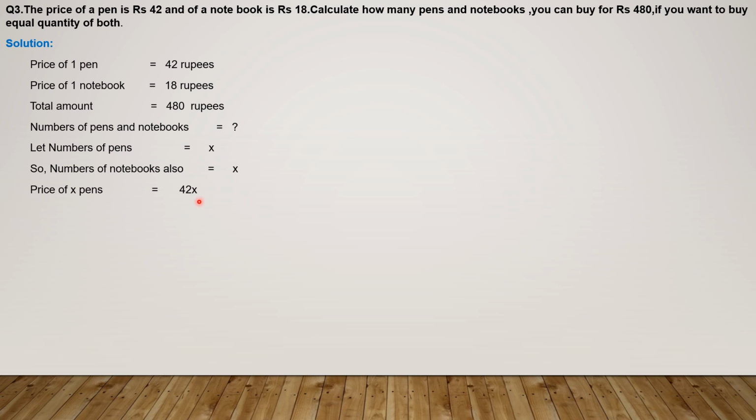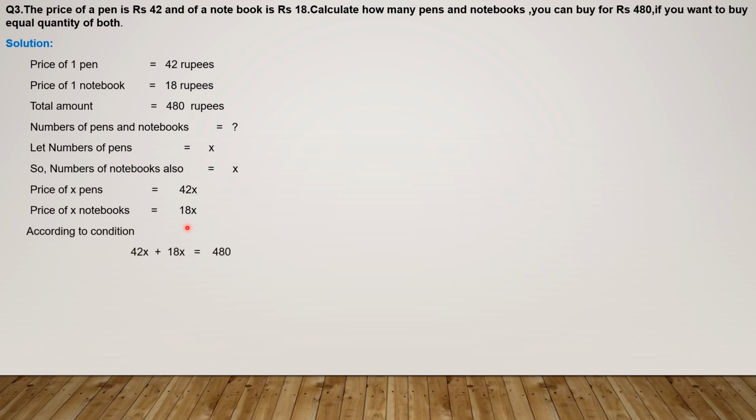Similarly, what will be the price of x notebooks? If the price of one notebook is 18 rupees, what will be the price of x notebooks? Of course, we have to multiply 18 with x. Similarly, if the price of one ice cream is 20 rupees, what will be the price of 3 ice creams? You will multiply 20 with 3, you will get 60. Similarly, the price of one notebook is 18 rupees. What will be the price of x notebooks? Multiply 18 with x and we will get 18x. Got it? The price of x pens is 42x, the price of x notebooks is 18x.